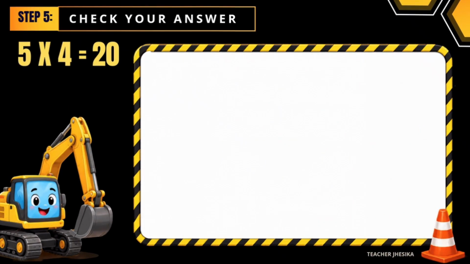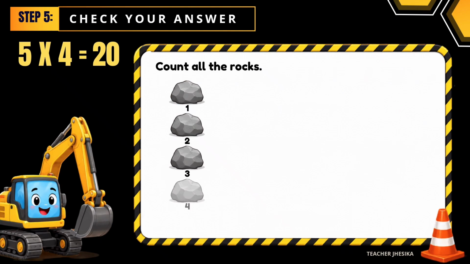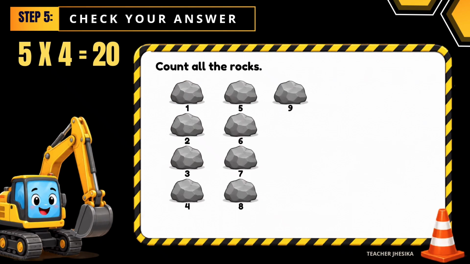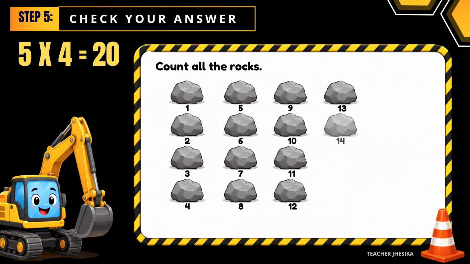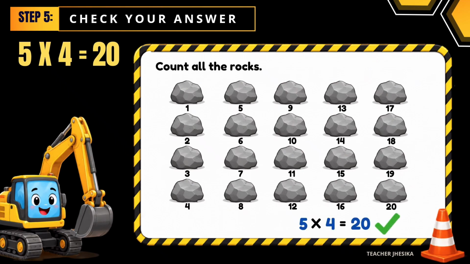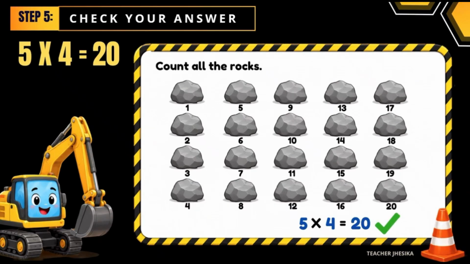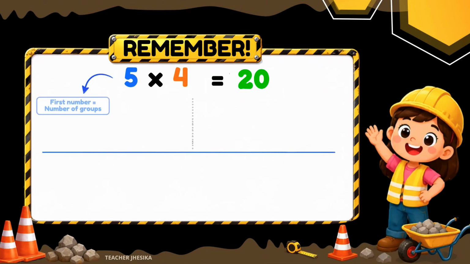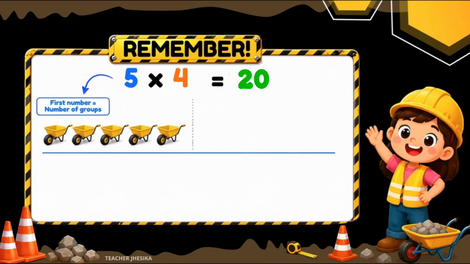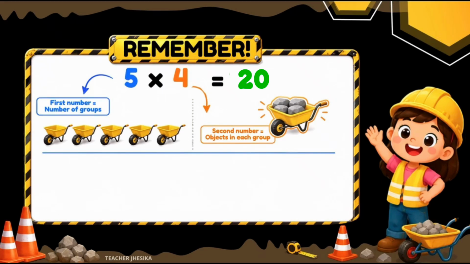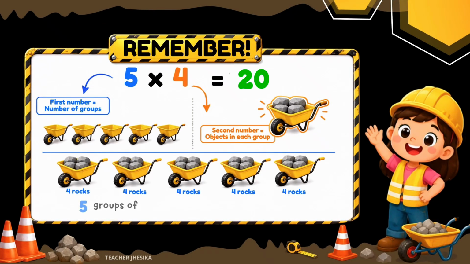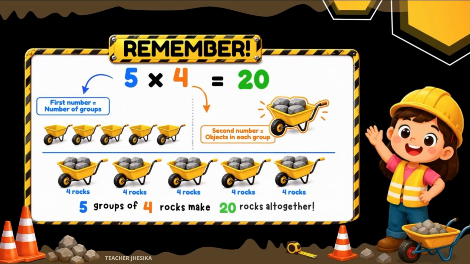Step 5. Check your answer. Let's count all the rocks. 1, 2, 3, 4, 5, 6, 7, 8, 9, 10, 11, 12, 13, 14, 15, 16, 17, 18, 19, 20. Yes! Our answer is correct. Remember, the first number tells us the number of groups. The second number tells us how many objects are in each group. Multiplication is a quick way to add equal groups. Great job, little builders! Now you know that 5 groups of 4 rocks makes 20 rocks altogether.